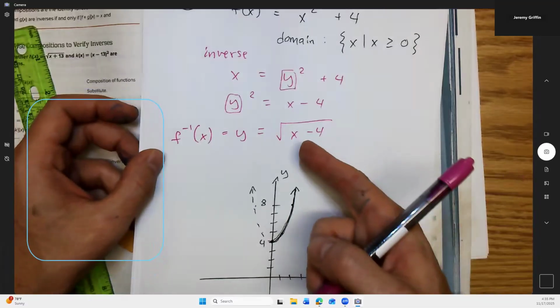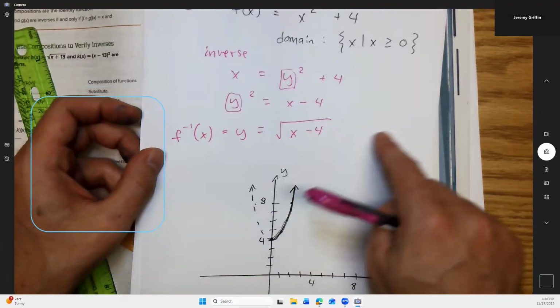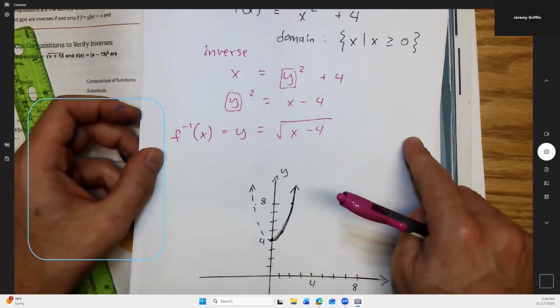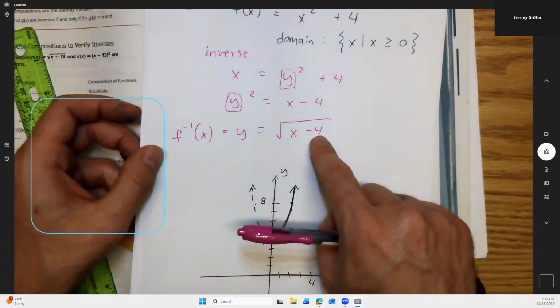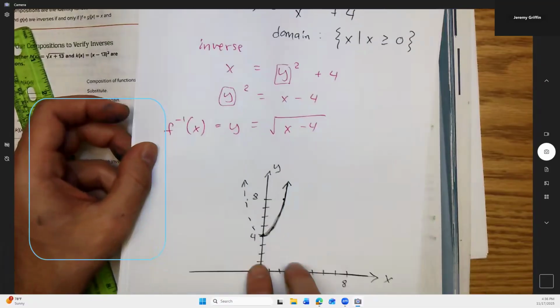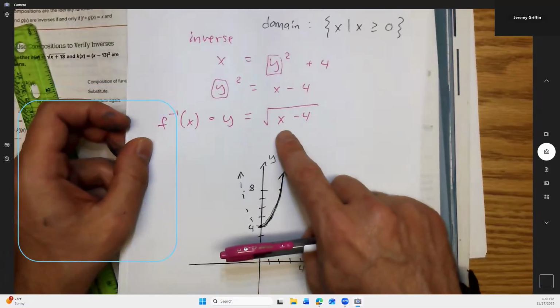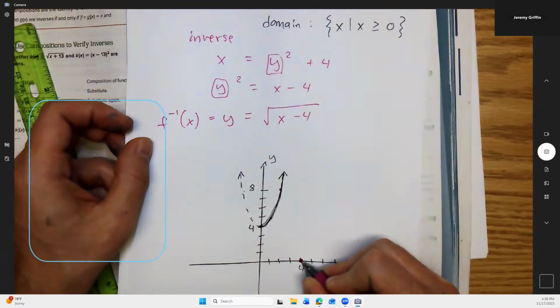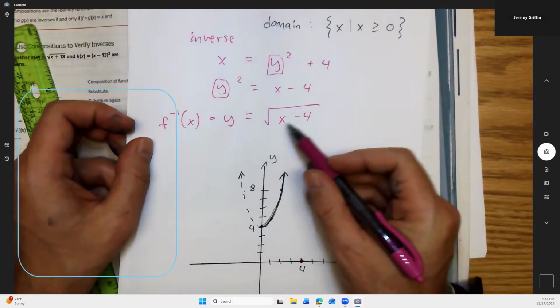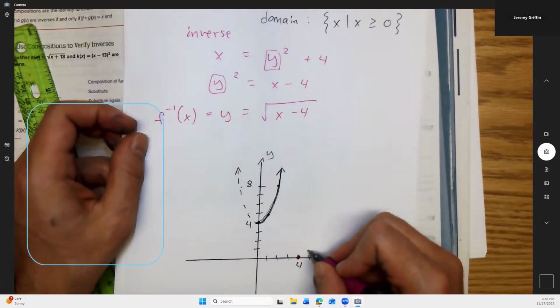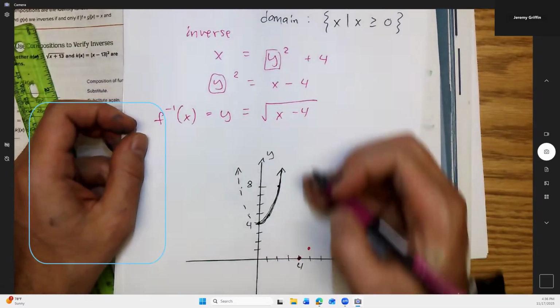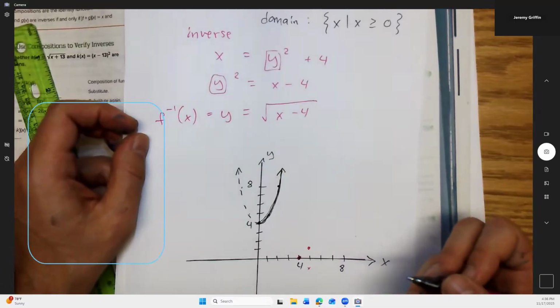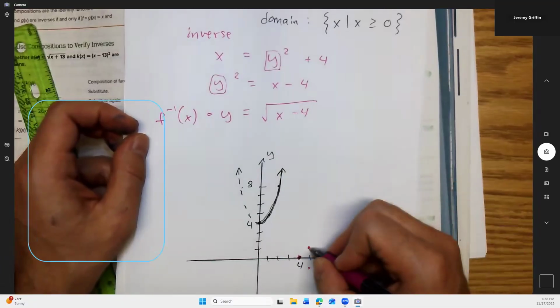Now, I know what a square root is. Square root looks like this type shape. And then if you have a minus 4 inside, the root shifts the whole thing to the right. For example, if I plug in 4 for x, 4 minus 4 is 0, square root of 0 is 0. So that's this point right here. But if I plug in 5, 5 minus 4 is 1, square root of 1 is 1. So that's this point here. Now, if I interpret that as plus or minus, you could get this point down here. Be careful about that, because that would make it not a function.